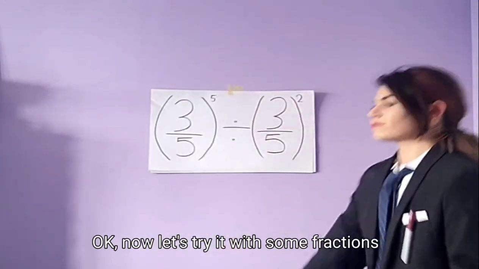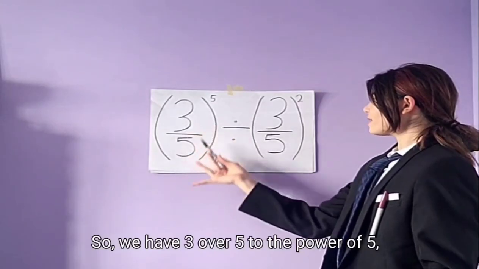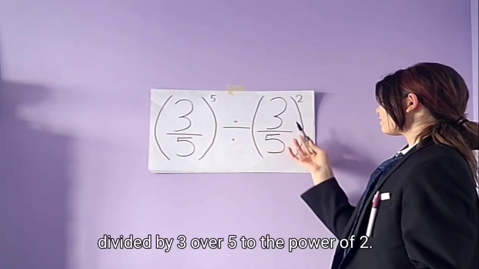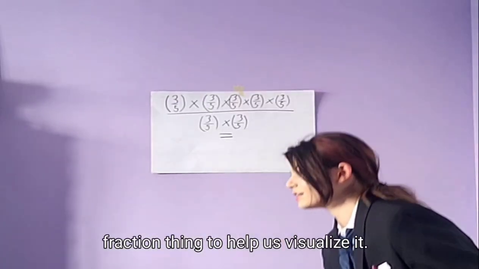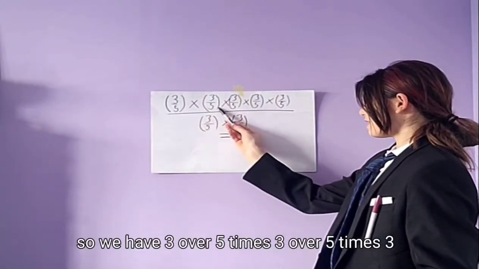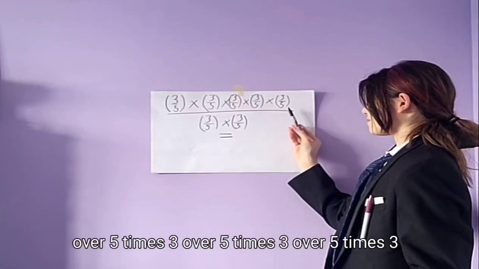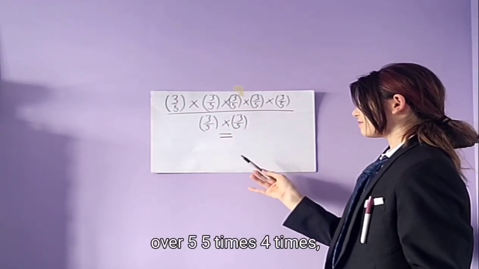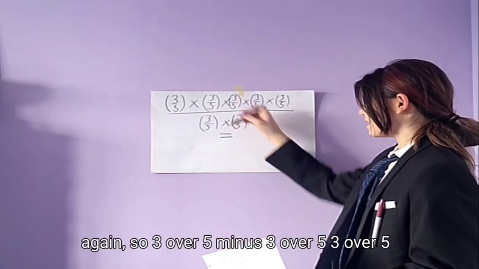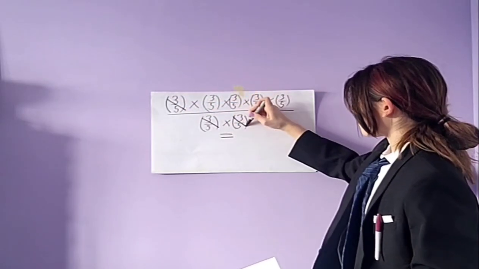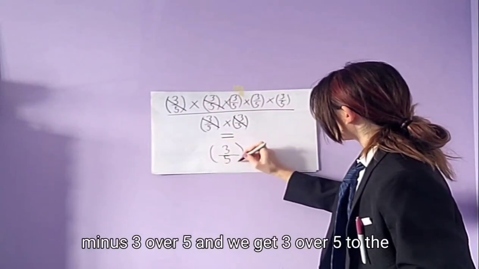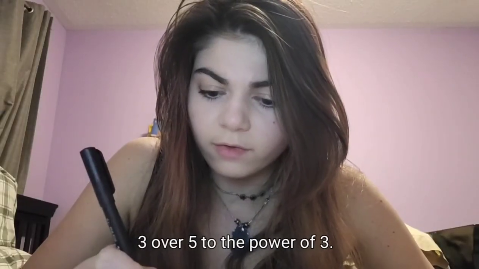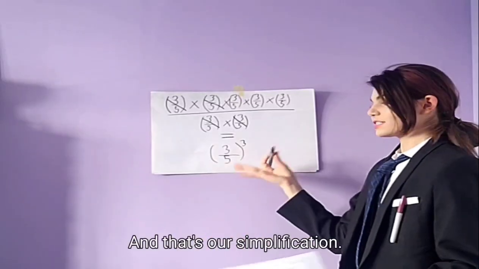Okay, now let's try it with some fractions. So we have 3 over 5 to the power of 5 divided by 3 over 5 to the power of 2. And now we're just going to do another little fraction thing to help us visualize it. So we have 3 over 5 times 3 over 5 times 3 over 5 times 3 over 5 times 3 over 5, and then 3 over 5 times 3 over 5. Now we're going to be subtracting our exponents again. We get 3 over 5 to the power of 3. That's our simplification.